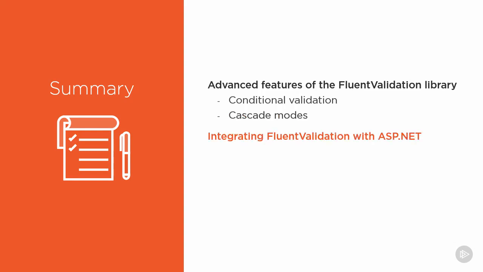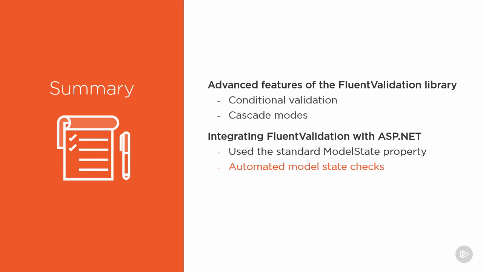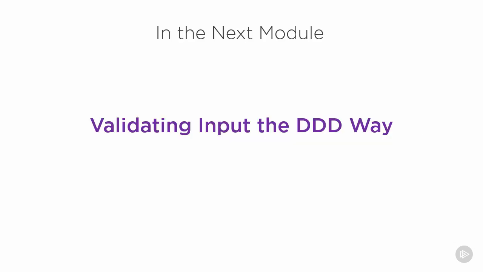We've integrated Fluent Validation into the ASP.NET pipeline. This allowed us to use the standard model state property instead of instantiating the validators manually. We've also automated model state checks, so that we don't have to check the model state manually. Finally, we discussed how to implement custom validation rules, such as, for example, rules for how many items a collection must have. In the next module, we will talk about the topic of validation in the context of domain-driven design.